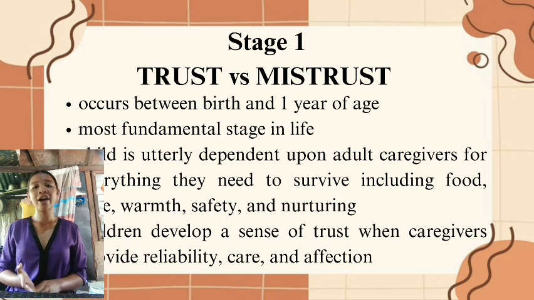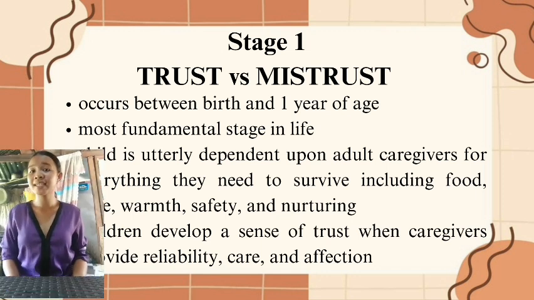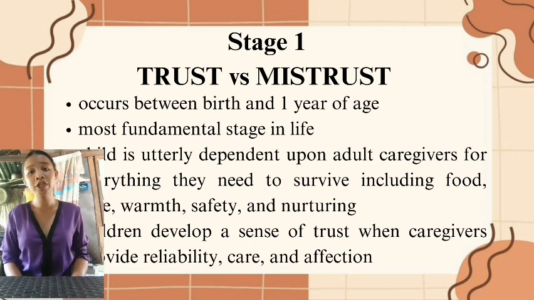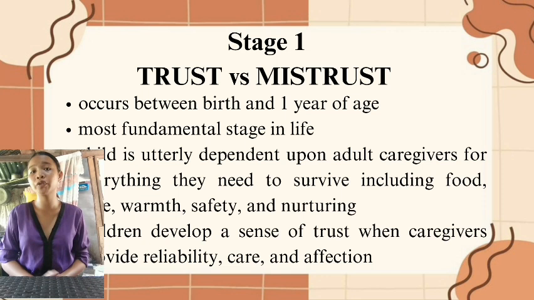including food, love, warmth, safety, and nurturing. If a caregiver fails to provide adequate care and love, the child will come to feel that they cannot trust or depend upon the adults in their life. So the outcomes: if a child successfully develops trust, the child will feel safe and secure in the world. Caregivers who are inconsistent, emotionally unavailable, or rejecting contribute to feelings of mistrust in the children under their care. Failure to develop trust will result in fear and a belief that the world is inconsistent and unpredictable.